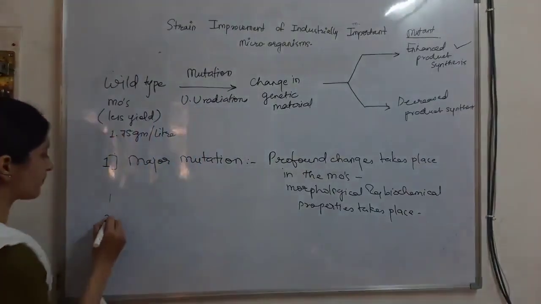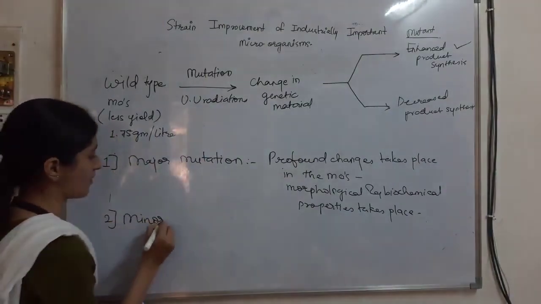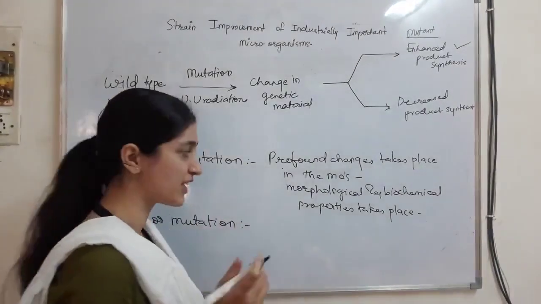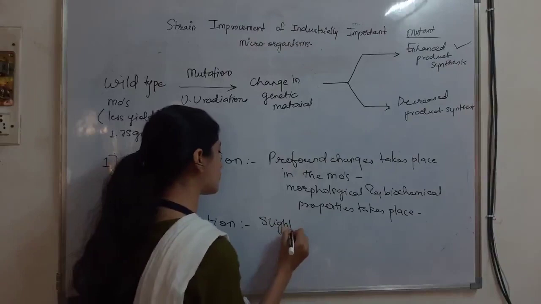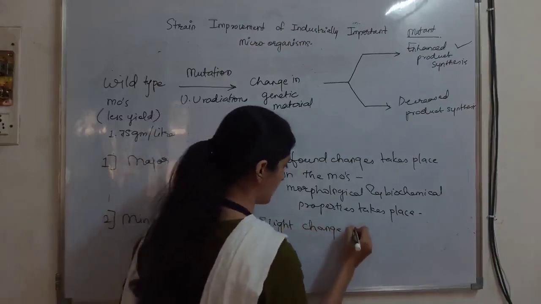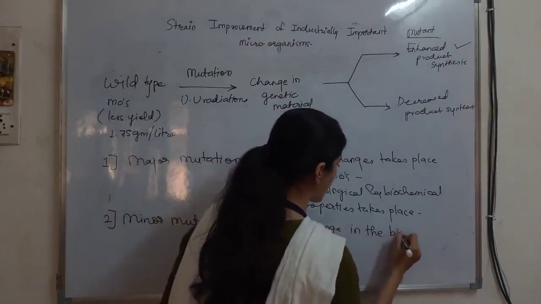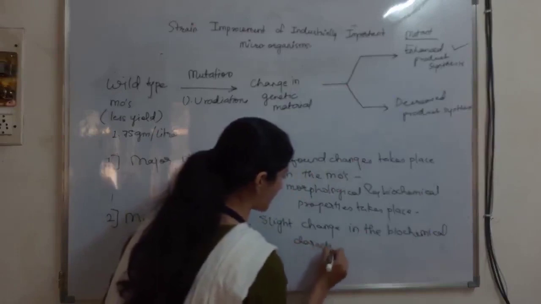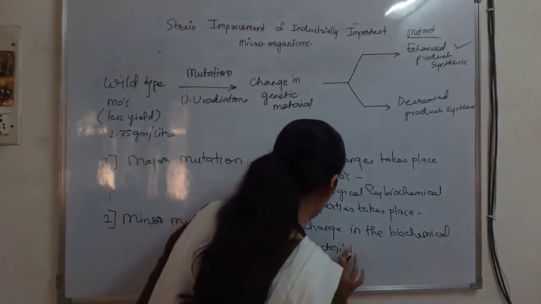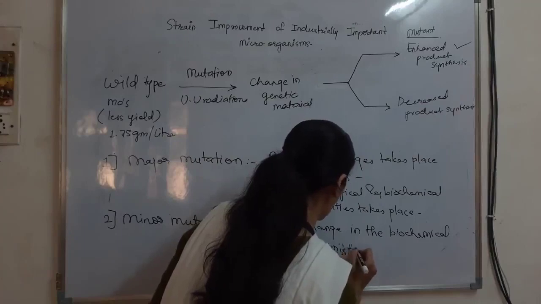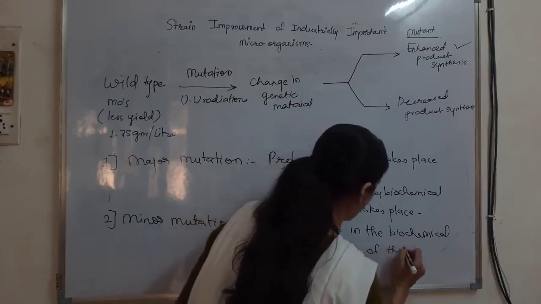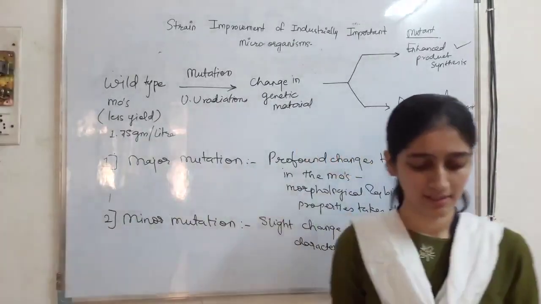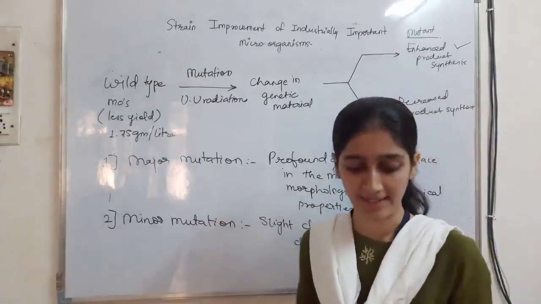And the second one is minor mutation. There is only slight change in the biochemical characteristic of that microorganism. This is called major mutation and minor mutation.